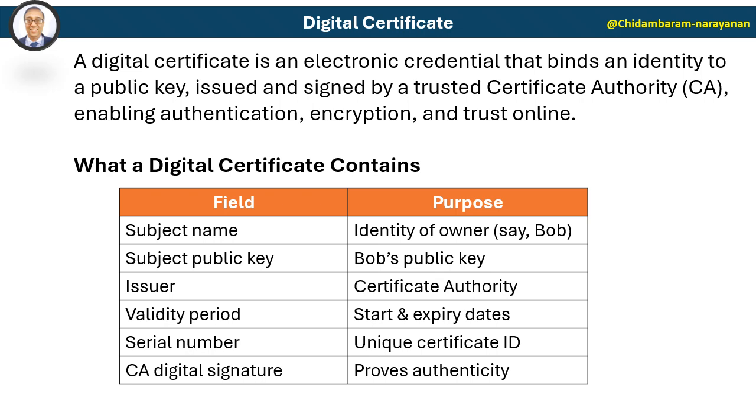This is a very important part for the exam. So the components of a digital certificate include the subject name, which is the name or identity of the owner, the subject public key, in this case let's say Bob's public key, then the issuer or the certificate authority. This tells you who is the body which is issuing it.